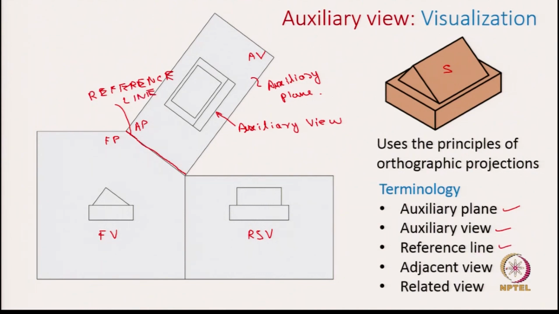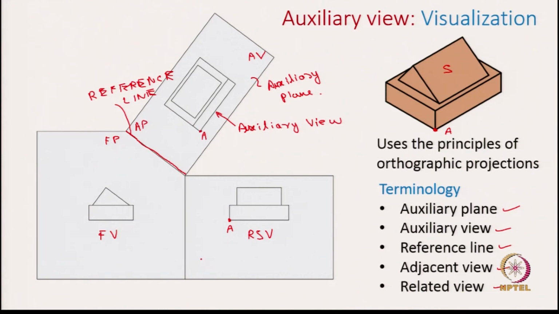And finally, the important points to note are the adjacent views and the related views. Adjacent view, as you can see, is the view which is sitting next to the view you are looking at. For example, for the auxiliary view, the front view becomes the adjacent view, from which you use the projector lines to help you draw the auxiliary view. But related view is a view which helps you to get the dimensions. In this example, let us say we are focusing on this point, let us say this point is A, which I am showing here as well as in the auxiliary view.